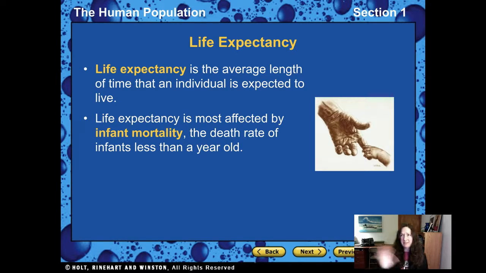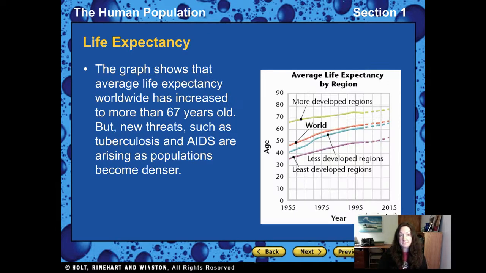And this is often something that we look at when we're studying populations and the quality of life amongst populations, to see if there's a high life expectancy. Usually you have a higher quality of life. If there's a low life expectancy, generally there's more struggle, a lower quality of life in those populations.